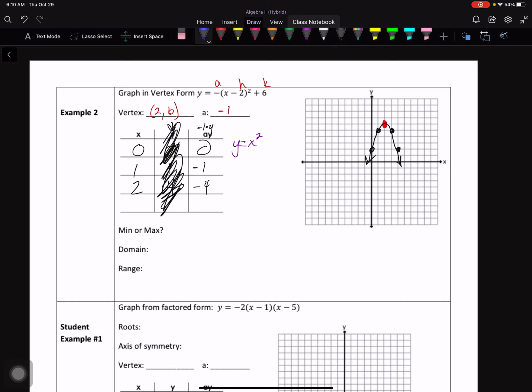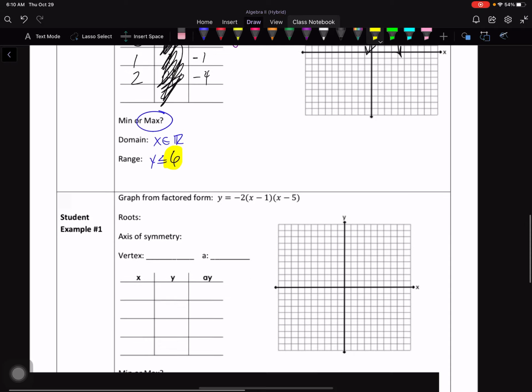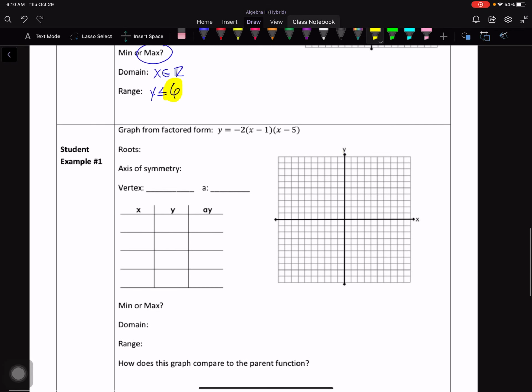Okay, now we have a maximum because our vertex is at the top of the parabola. Our domain is still x is all real numbers. And the range now, y is going to be less than or equal to, because we're opening down, 6, my k value. And that's it. Just a couple examples for you to try, or actually one example for you to try out.